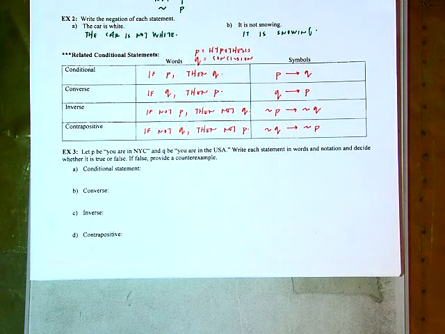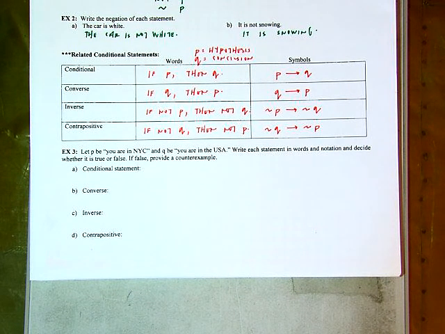Okay, so all of this is just formal notation. The conditional is the original, the converse, all we're doing is swapping the hypothesis and the conclusion. The inverse is negating the conditional. The contrapositive is negating the converse. So let's do an example together.